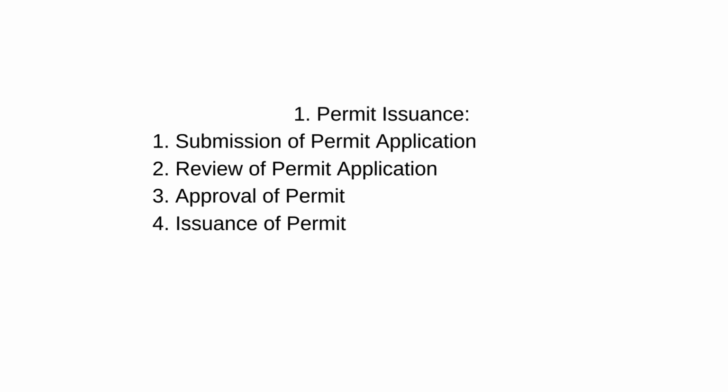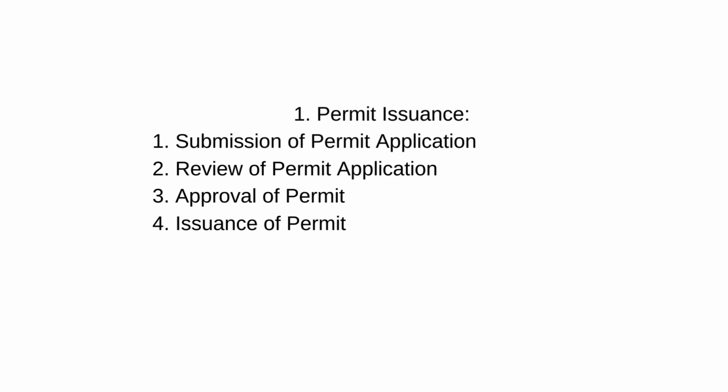During permit issuance, the individuals or team responsible for performing the work must submit a permit application detailing the scope of work, location, duration, and associated hazards. The designated person must review the permit application to ensure that all necessary information is provided and that the proposed work activities are adequately assessed for risk.